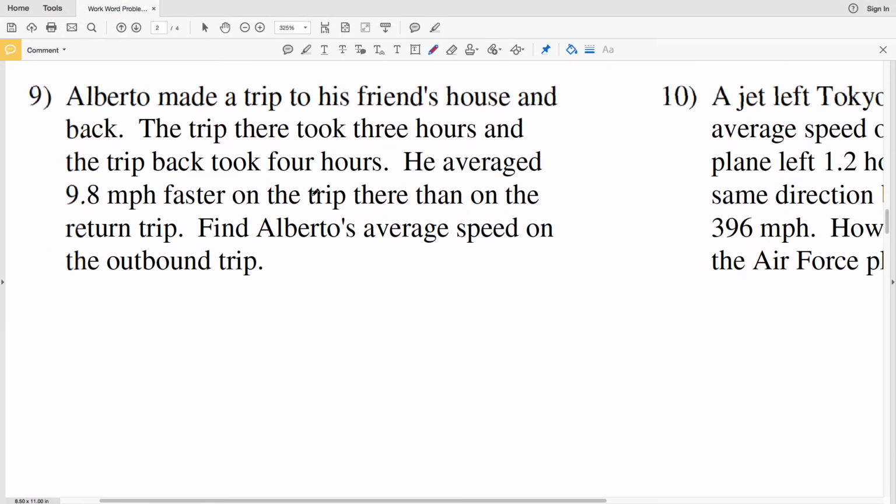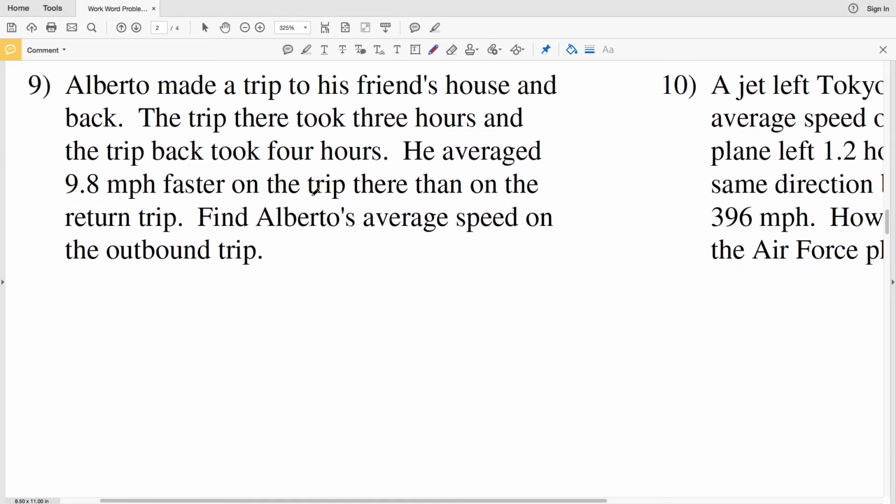It says, Alberto made a trip to his friend's house and back. The trip there took 3 hours and the trip back took 4 hours. So there is 3 hours, back is 4 hours. He averaged 9.8 miles per hour faster on the trip there than on the return trip. So what we need to do is find Alberto's average speed on the outbound trip.